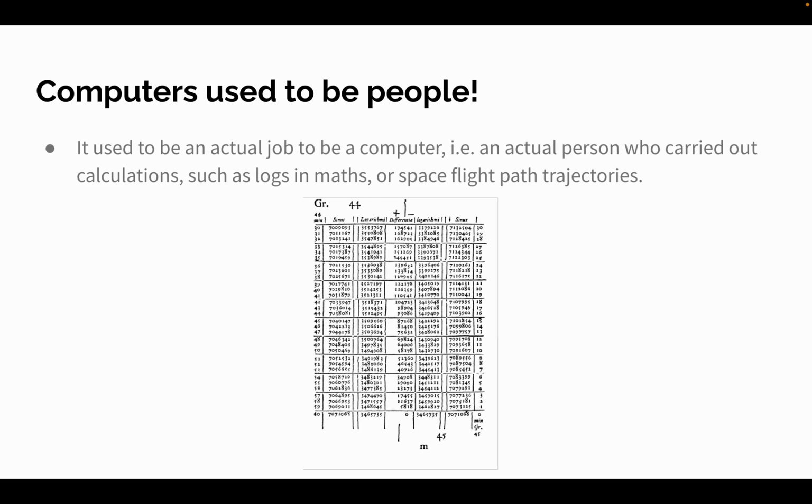Fun fact: a computer used to be a person. It was a job, someone who carried out these calculations, such as calculating logs. Nowadays you can use your calculator to find out logs, but people would actually have to sit down and calculate logs themselves, which is where the term log tables comes from, because the booklet used to be a booklet of these tables that you see here, although this is a much older table. Tables of logs, because you couldn't use a calculator to find them.